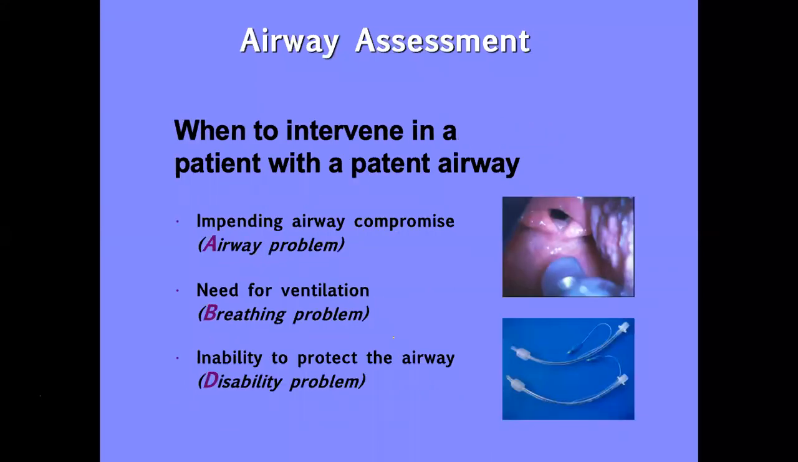Then, when to intervene? Well, if the patient has an impending airway compromise, like laryngeal edema, or if the patient is having difficulty in breathing, which can be evaluated by signs of use of secondary respiratory muscles, and the patient is unable to protect his airway, say, for example, the patient's GCS is less than 9, 8 or below.